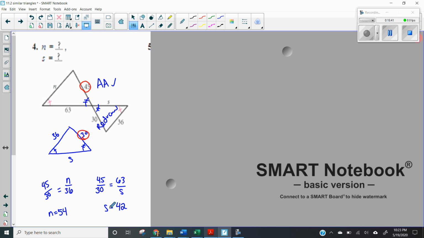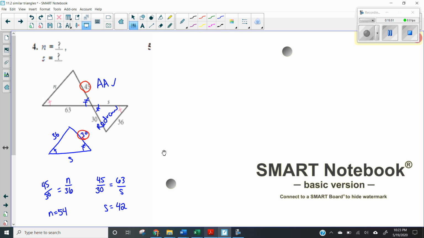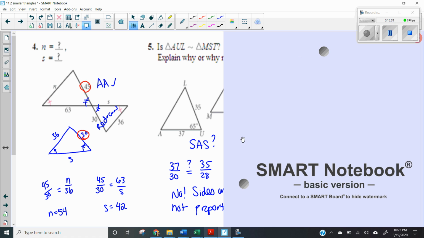Okay, if you have these wrong, I would really encourage you to redraw the triangles. You probably just mismatched which sides are actually corresponding. It's really easy to do that when they're shifted around. Oops, sorry about that. Okay, number 5.